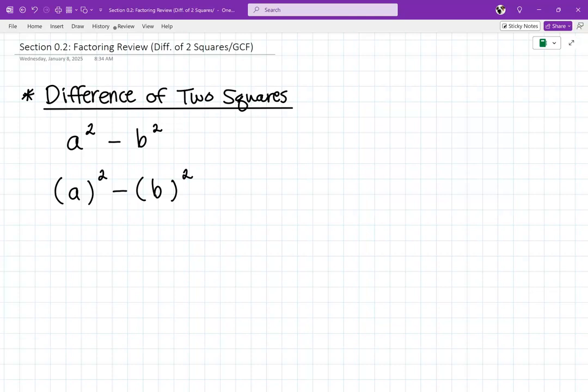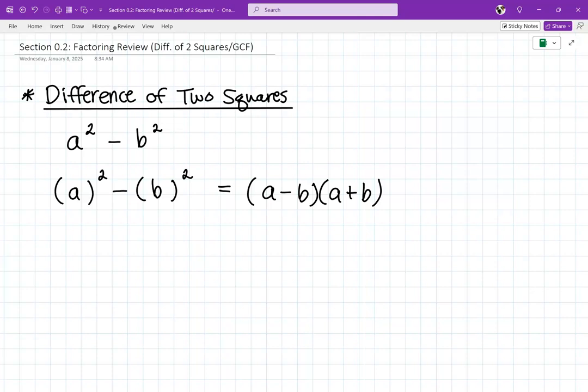Okay? Once you figure out what those things in the parentheses are, you're just going to write them out as factors. A minus B, A plus B, or A plus B, A minus B. It doesn't matter. Either way works just fine. Whatever you prefer. I always like minus plus. Some people prefer plus minus. It makes no difference. So this is the formula we're going to be using.